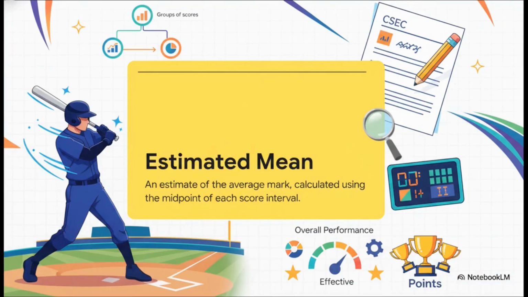So why do we call it a batting average? Well, think about it. When you're batting, you don't analyze every single ball you faced, right? You look at your overall run rate, your performance as a whole. It is exactly the same here. We have groups of scores, not every single individual score. So we just use the midpoint of each group to get a really strong estimate of the overall performance. It's fast, it's effective, and it gets us on the scoreboard.